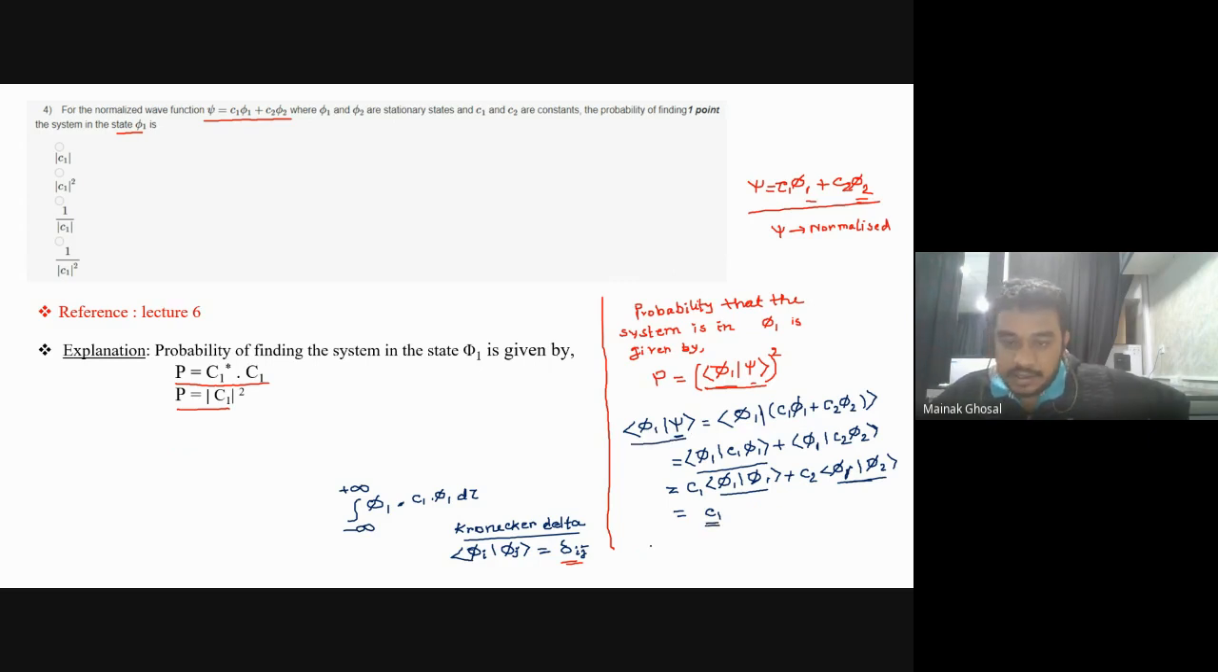Fine. Now I cannot stop here because I have to calculate the probability, which is P equals this term squared. So if this term comes out as C1, my probability will be C1 square. C1 could be positive or negative, so I have to put a mod here, mod C1 square. This will be my probability.